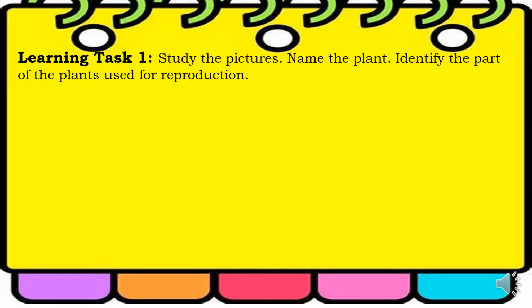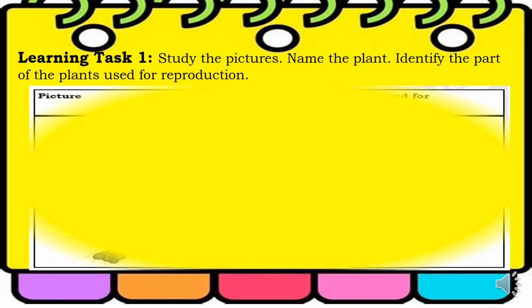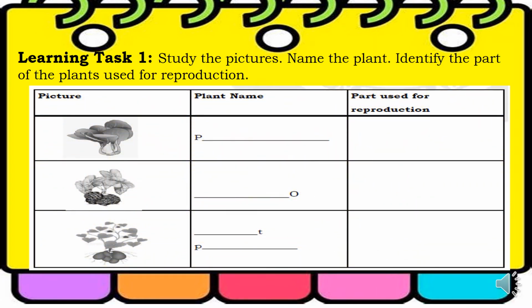Okay, so before we answer that question, let us answer learning task 1. Study the pictures, name the plant, identify the parts of the plants used for reproduction. I'm going to answer the first picture and then you will answer the second and the third picture. So for the plant name for the first picture, we have petchai, and the parts used for reproduction is the seed. So this time you are going to answer the second and the third picture.